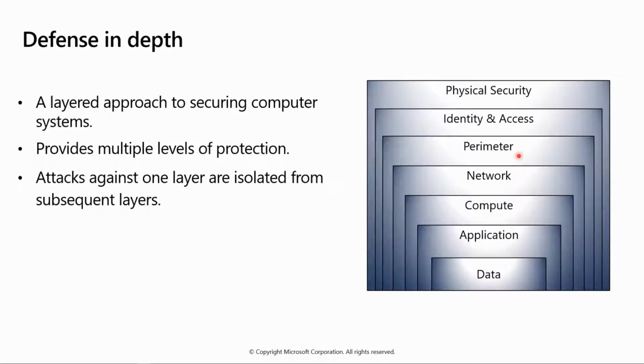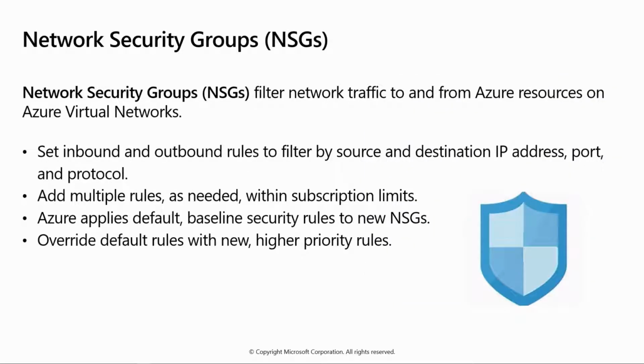Or the network layer. So we're going to talk about how to protect your network first. One of the first ways that you can protect your network is with network security groups. Essentially, network security groups allow you to filter traffic to and from your Azure resources on your virtual networks. And that's the key thing here. This is traffic that is already on your virtual network, because we are on the network level and it's protecting it to and from.